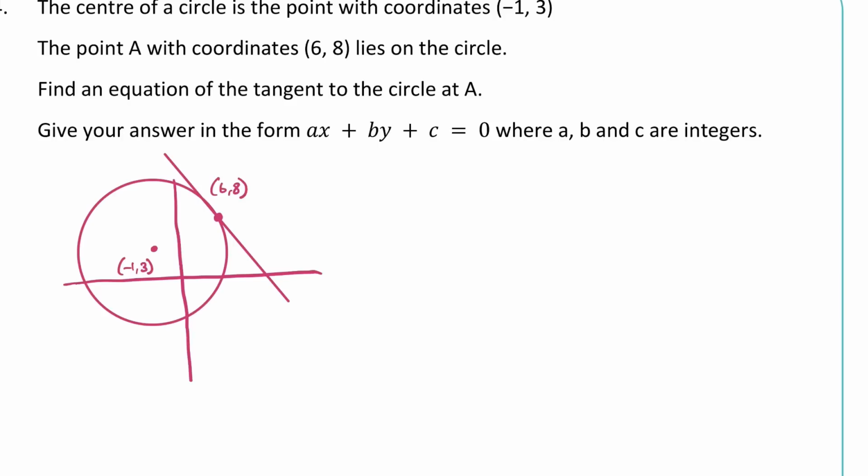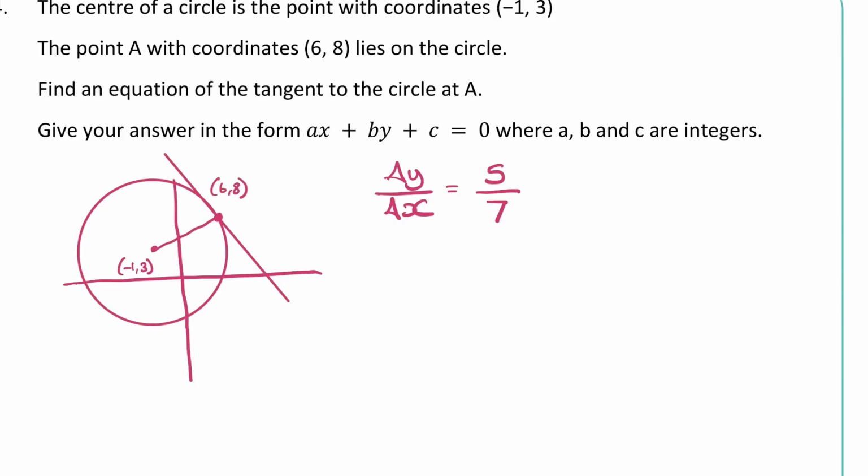Now, first things first, in order to find the equation of a tangent, you need the gradient of the tangent. To get the gradient of the tangent, I'm going to need to find the gradient of this radius. The gradient of the radius is the rise over the run from -1, 3 to 6, 8, or the change in y over change in x. Now that goes from 3 to 8, which is a change of 5, and it goes from -1 to 6, which is a change of 7. So the gradient of the radius is 5 over 7.